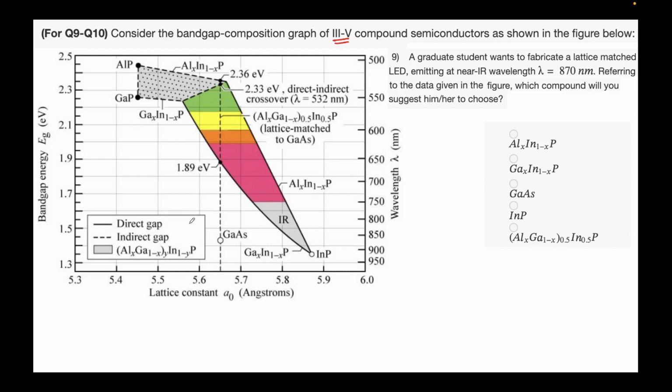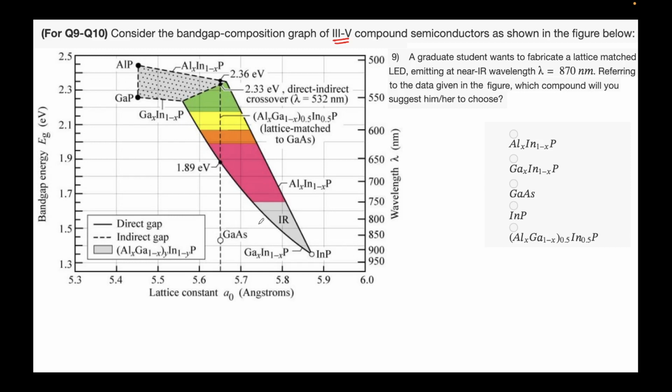Okay, I'll spend some more time on understanding this plot. On the x-axis we have the lattice constants. Lattice constants will depend on the material. For instance, let's consider gallium arsenide. Gallium arsenide will have a lattice constant of, let's say, 5.65 angstroms. Indium phosphide, which is this dot, will have around 5.88 angstroms. Gallium phosphide, on the other hand, will have around 5.45 angstroms, similar to aluminum phosphide at 5.45 angstroms.